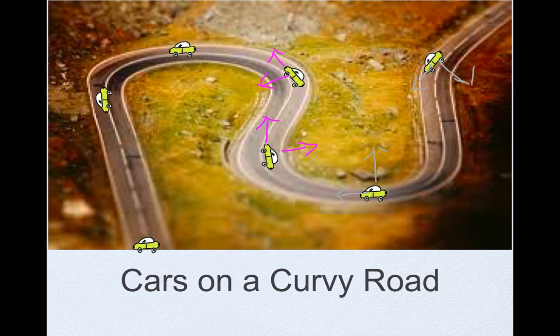Okay, so for these last 2, I want you to think about where the centripetal force is. For this first car, if I draw 4 arrows and label them A, B, C, and D, which way is the inertia of that car pointing? Which way is the centripetal force pointing?